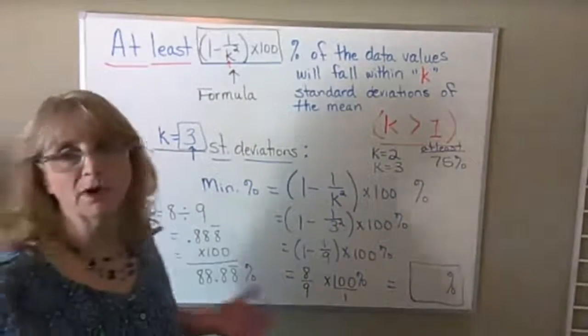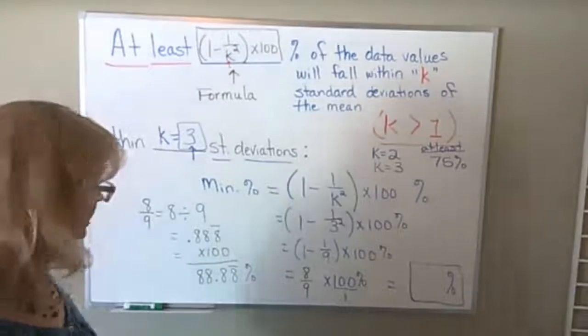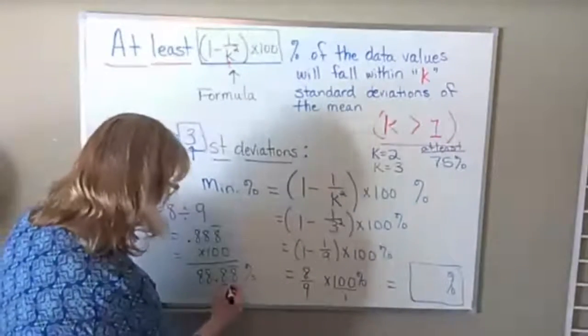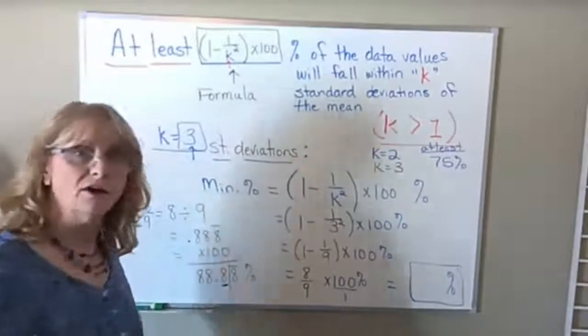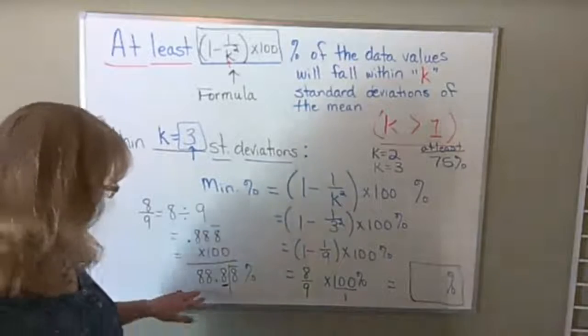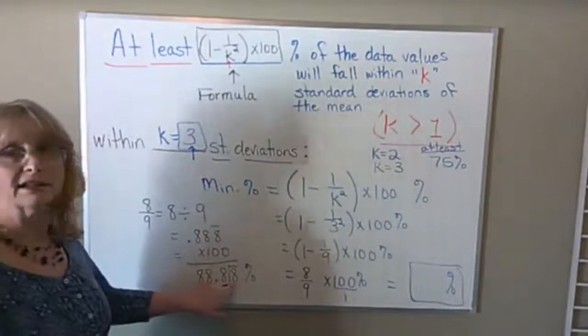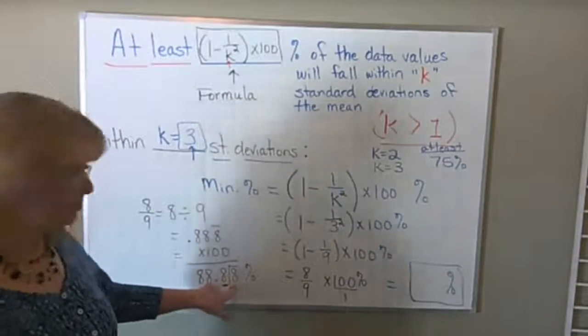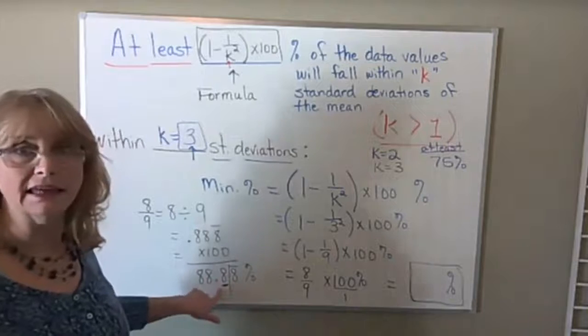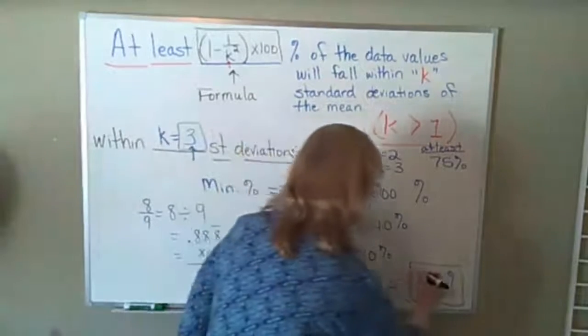So let's suppose we were going to round to the nearest tenth of a percent. Here's the tenth place. If we wanted to round it to the nearest tenth of a percent, then because that next number after the tenth place is 5 or bigger, we round this up, and that would be 88.9%.